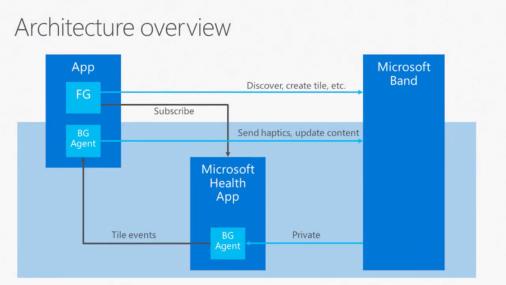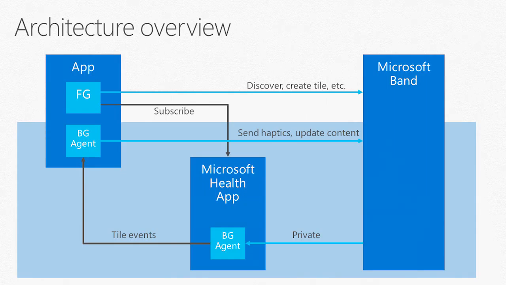So to give you a better sense of how all these things fit together, here's a diagram that shows all of the important pieces involved in this scenario. Starting from the Microsoft Band, we have a private Bluetooth channel that talks to the background agent within the Microsoft Health app. This is how we send various information, do notifications, and so on. And this is a private channel that is just always maintained by our background agent.